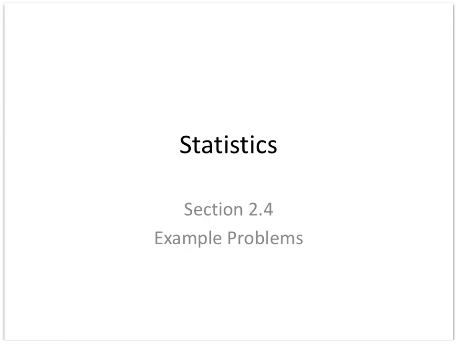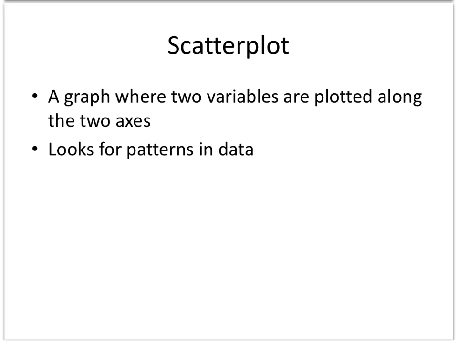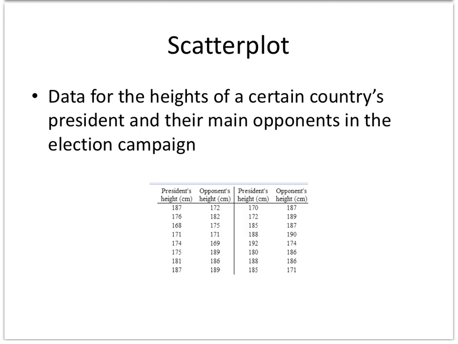Right, this is section 2. Going to look at scatter plots, dot plots, and stem plots. So a scatter plot is a graph where two variables are plotted along the two axes, and typically these are used to look for any pattern.